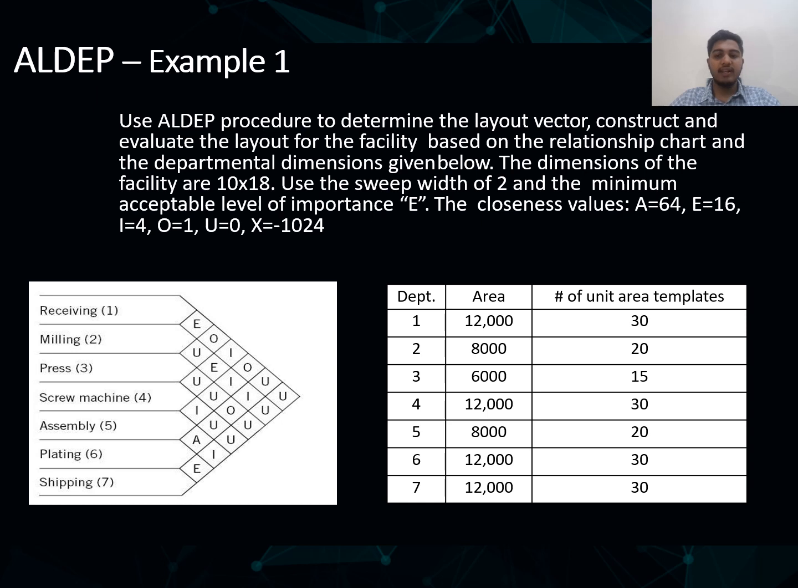The closeness values are given as follows. A is equal to 64, E is 16, I is 4, O is 1, U is 0, and X is minus 1024. The table is given below for the unit area and the table for each department. There are totally 7 departments, which consist of receiving, milling, press, screw machine, assembly, plating, and shipping.